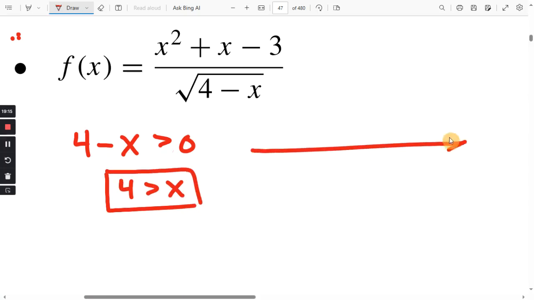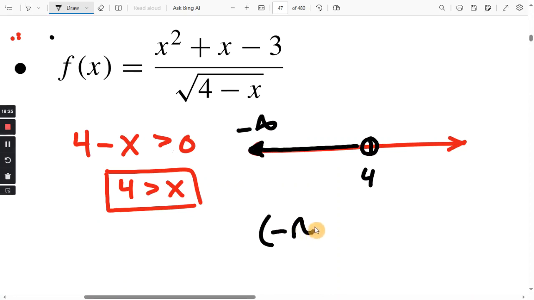So on a number line, if you were at 4, you would not include 4, and it's everything less than 4. So this is negative infinity over here, and it runs from negative infinity to 4, but it doesn't include 4, so that would be it.